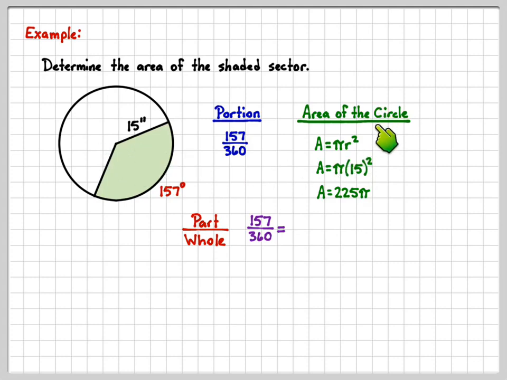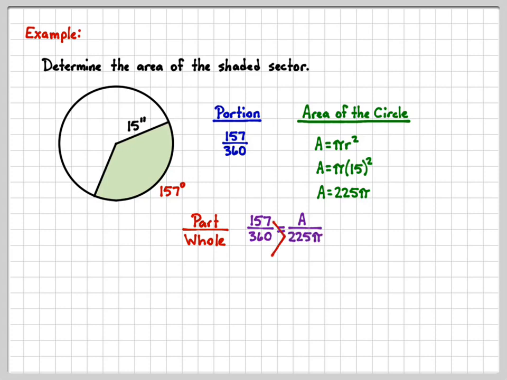Well, the area of the circle is related to the 360 degrees because the 360 degrees is the entire circle, and this 225 pi is the area of the entire circle. So this guy is actually going to go on the bottom because that's the whole, and we are looking for the area of the sector. Well, the area of the shaded region, the green region here, is only a piece of the whole thing. So it's only a part of the object. So we're going to put A up there because I don't know what that is, over 225 pi.